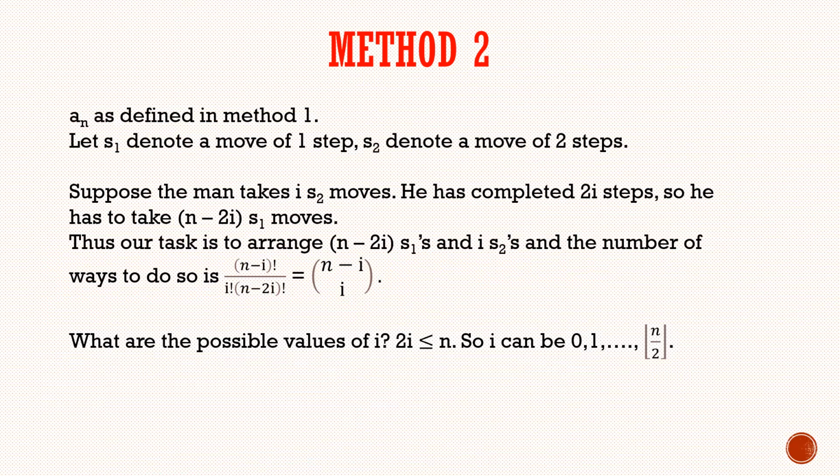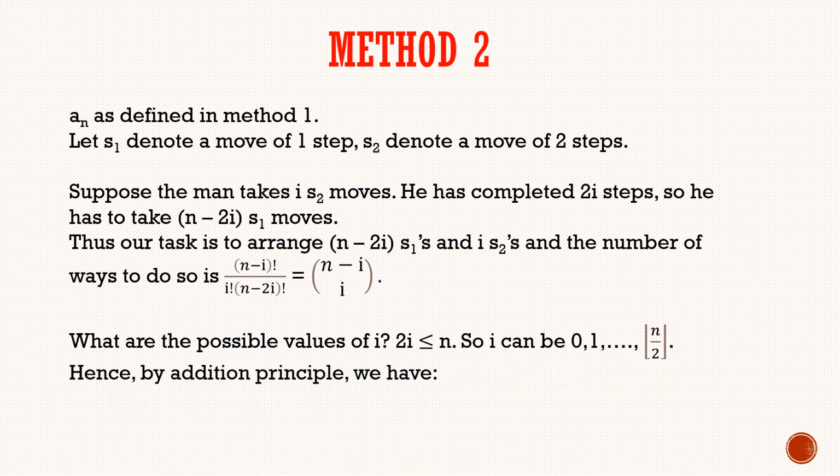What are the possible values of i? If the man takes i S2 moves, then he has completed 2i steps, but he can complete at most n steps. So 2i must be less than or equal to n. So i can be 0, 1, 2 up till floor of n by 2. Observe that i can take each one of these values. Hence, by the addition principle, we have a_n equals the summation i equals 0 up till floor of n by 2 of n minus i choose i.